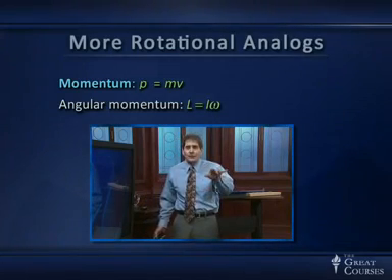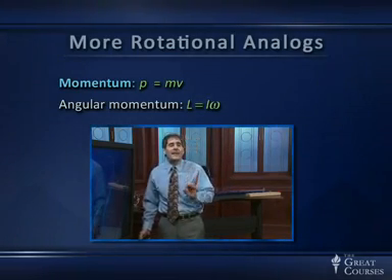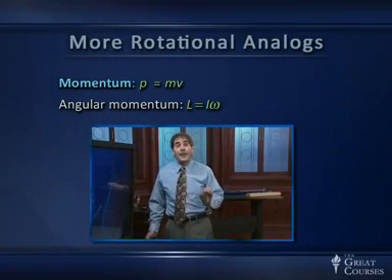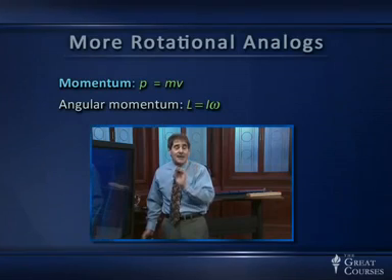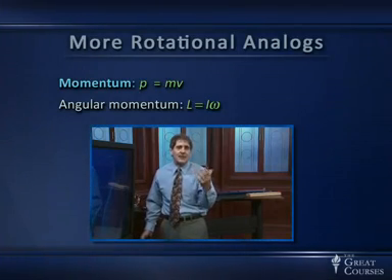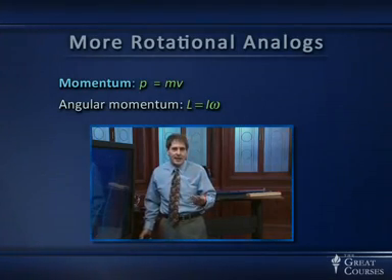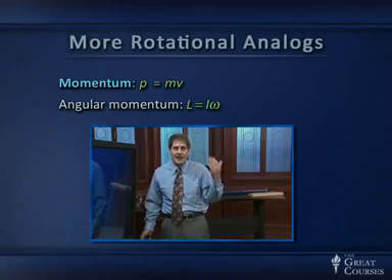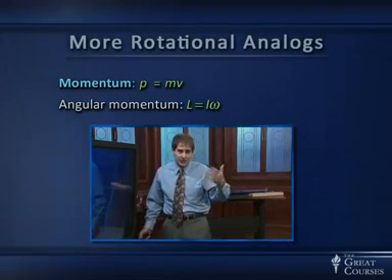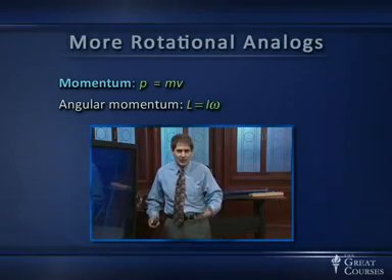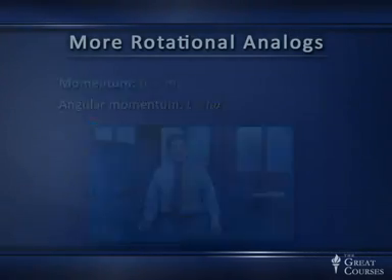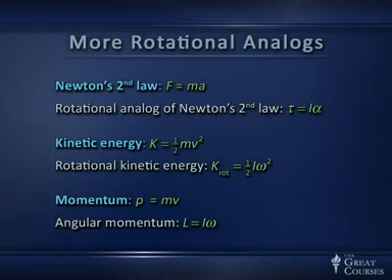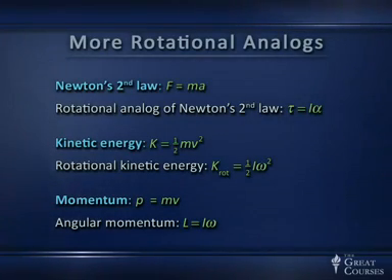I should add a word of caveat here for those of you who might be engineers or physicists. It is in fact the case that L is I omega only for objects that are fairly symmetric in the way they rotate. So that isn't quite universally true, but it's pretty close for simple objects. In fact, it's exact for simple objects like rotating wheels and rotating spheres and things like that. So, more rotational analogs of the energies we've been talking about, of Newton's second law, and of momentum.